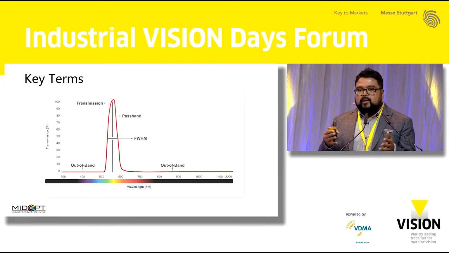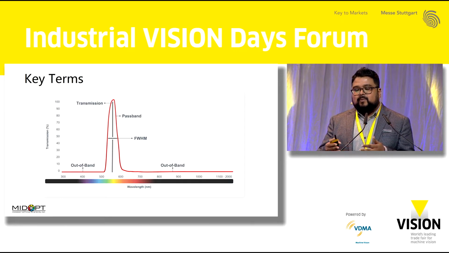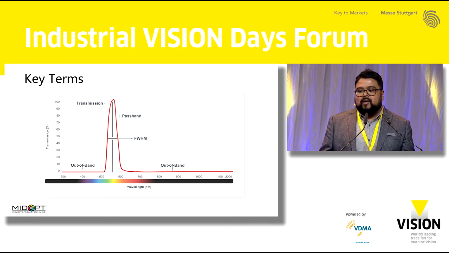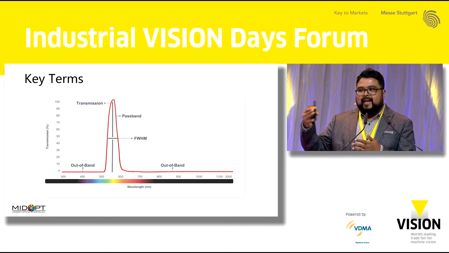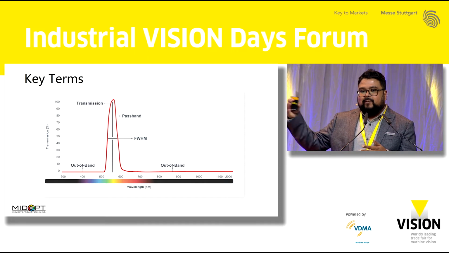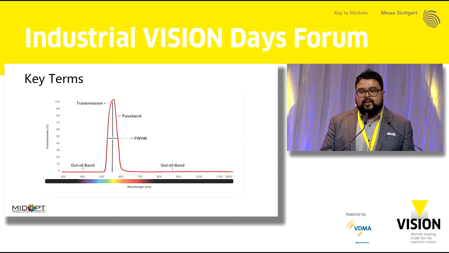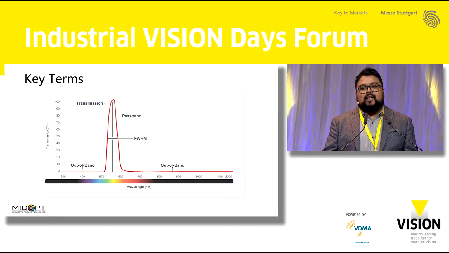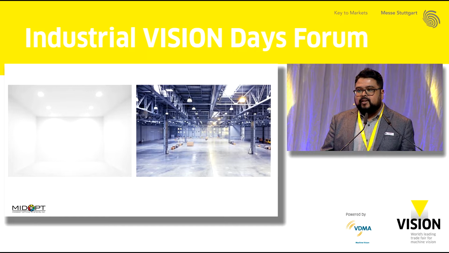The left side of the curve we call the shorter wavelengths. It's the UV and visible. The right side of the spectrum we call the longer wavelengths, like infrared, shortwave infrared, and so it goes on. And so why do you want to use an optical filter? To create consistent and high-quality images.